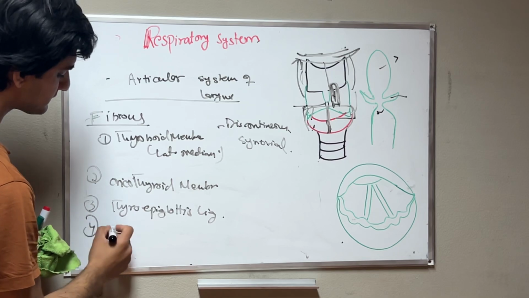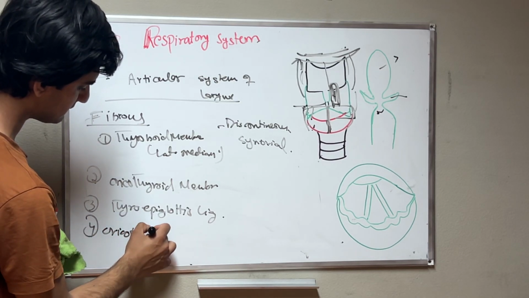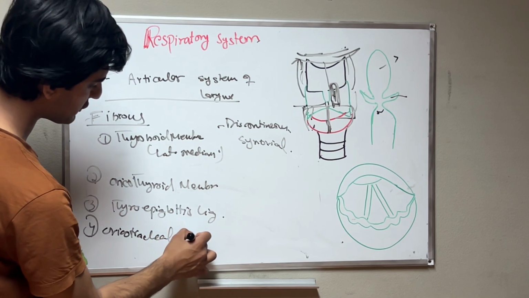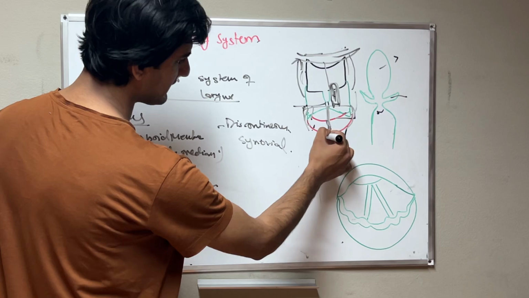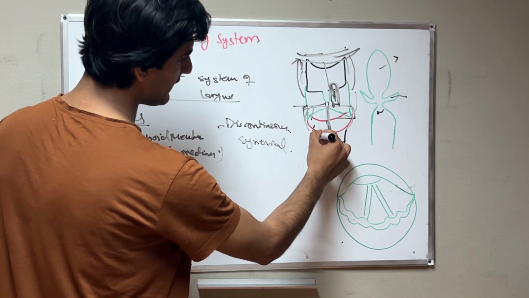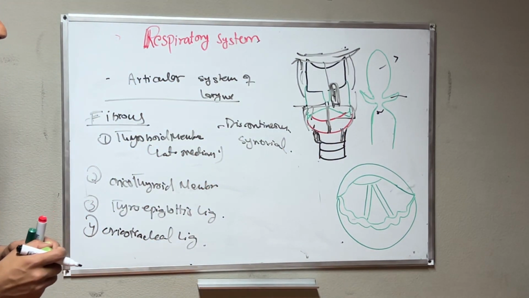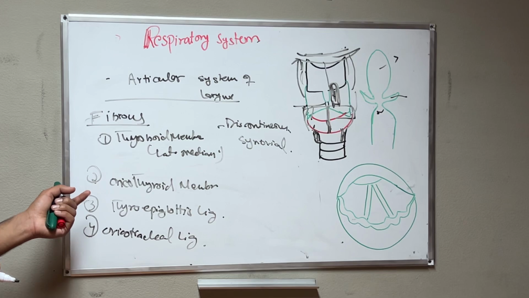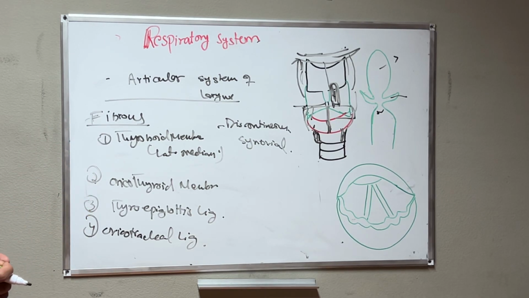Fourth we have the cricotracheal ligament. Cricotracheal ligament means the ligament between here. This is the trachea and this is the cricoid cartilage. It means here we have ligaments. Cricotracheal ligaments mean that between the cricoid cartilage and trachea there is a ligament. It's called cricotracheal ligaments.